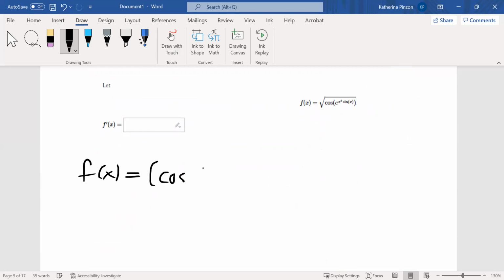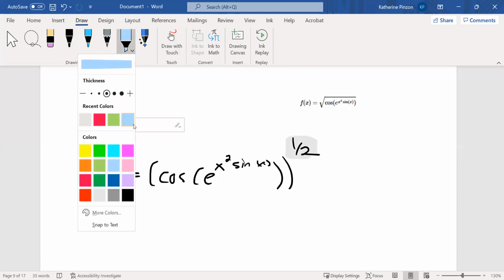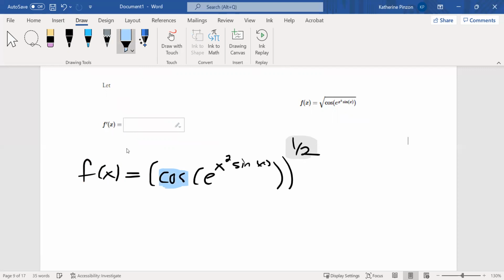I'm going to rewrite it as cosine of e to the x squared sine x, all to the 1/2. So I'm going to start with this outside function, the 1/2. Then I'm going to move into the cosine. Then I'm going to move to the e. And then I'm going to move to this exponent up here. When I get to that exponent, the x squared sine x, what rule do I need to take its derivative? The product rule, because there are two pieces, right? The 1/2, the cosine, and the e are all stuck inside each other. That's a chain rule, yeah? When I get to this last purple part at the very end, I'm going to need to use the product rule.